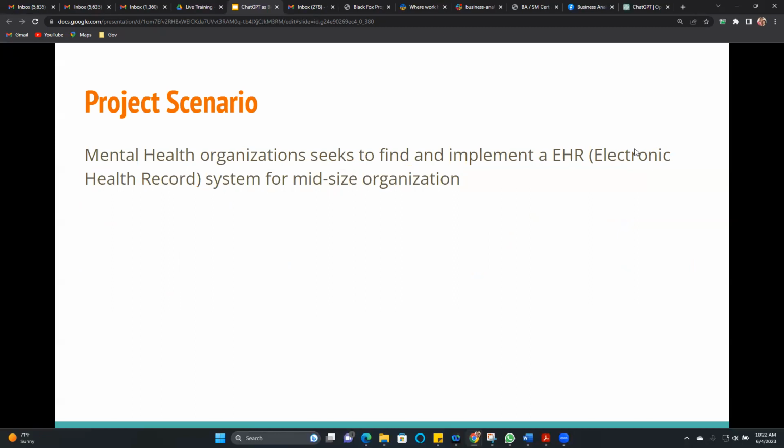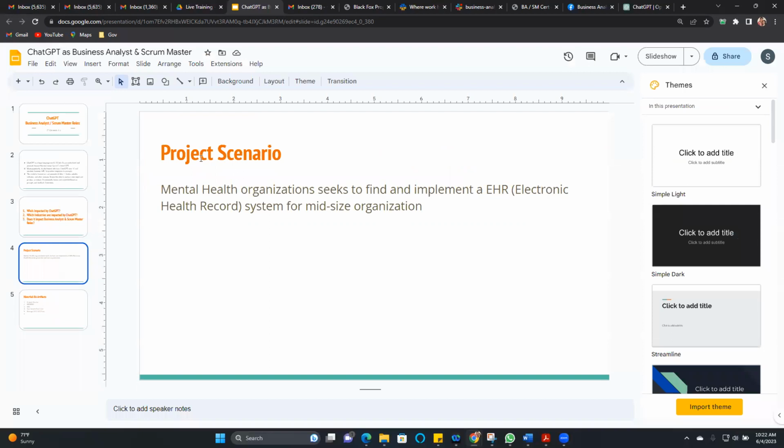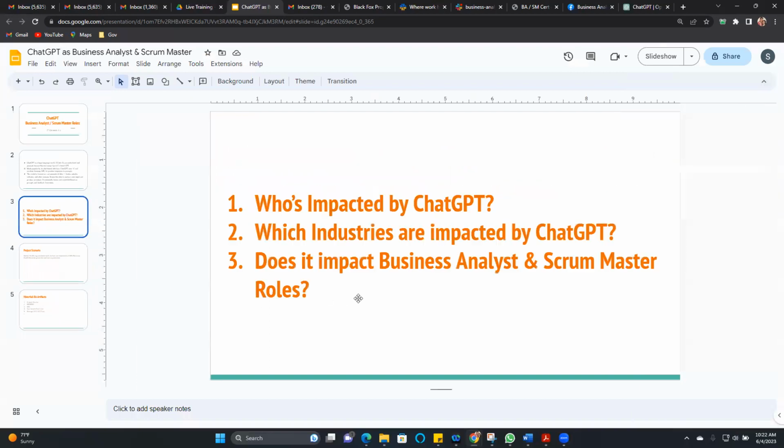I wanted to pick something in healthcare because lots of you guys want to do case studies or things in the healthcare domain, so I figure it may be a scenario that may fit well. So here's a project scenario. A mental health organization seeks to find and implement an electronic health record system for a mid-sized organization. So that is the project scenario that we're going to work with. What I'm going to do is I'm going to come out of edit mode and we are going to work through this together. I'll make this a little bit bigger for you guys.